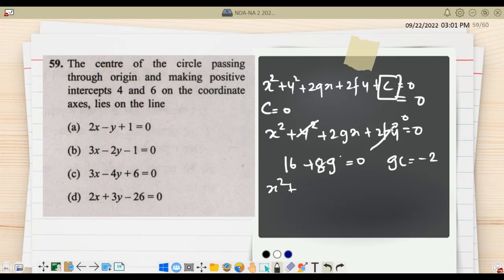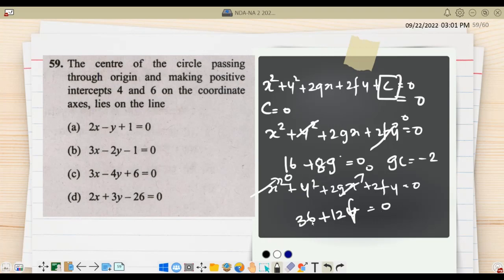So again we need to find the value of f. x square plus y square plus 2gx plus 2fy equals 0. You're going to apply (0, 6). The y square is going to be 36, the x terms are going to be 0. So we apply 6 here, this is going to be 12f. So 36 plus 12f is going to be 0. So you can see that f is equal to minus 3.